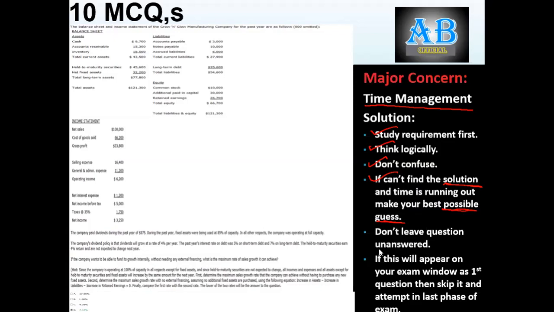But one thing you must remember: don't leave any question unanswered, because there is no negative marking. If it is your first exam, in my personal experience, when I was appearing in my CMA Part 2 exam, the first three questions that appeared on my screen had very big data. But what I did, I skipped all those three questions and attempted them in the last phase of my time. So I recommend to all my students to focus on this: you must attempt these sort of questions in the last phase of your exam.